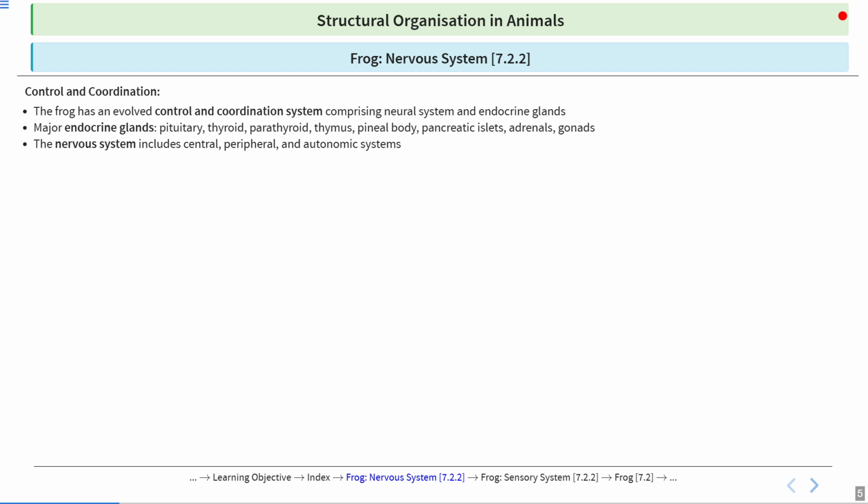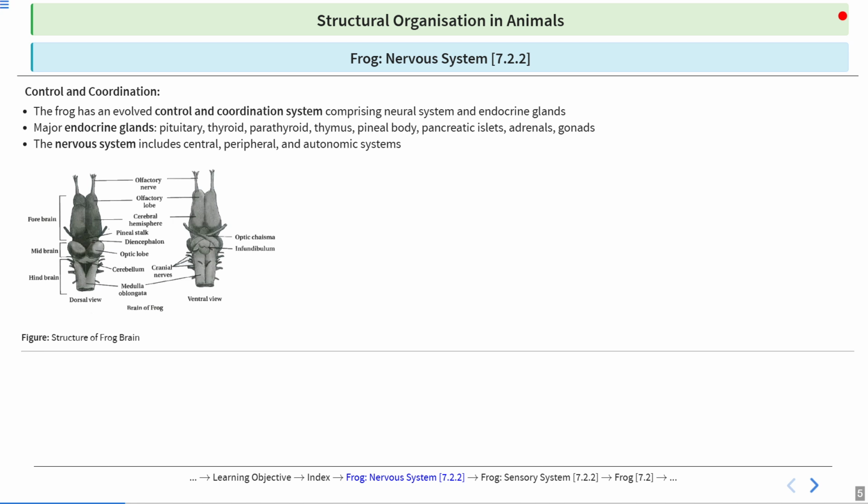Peripheral nervous system means the nerves that originate from the brain and spinal cord and lead to the different parts of the body, right? And they help in the control and coordination of that particular organ. The peripheral nervous systems are also very, very important. And another part is the autonomic nervous system.